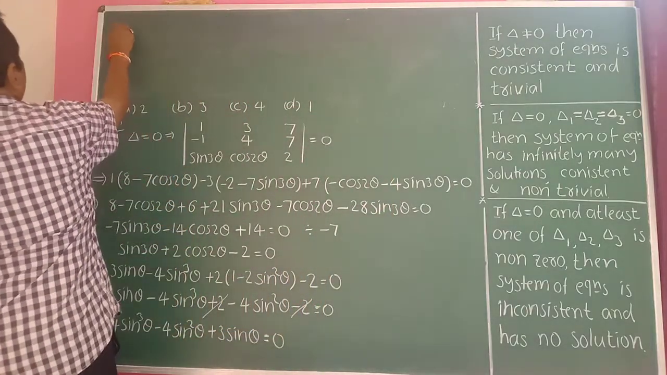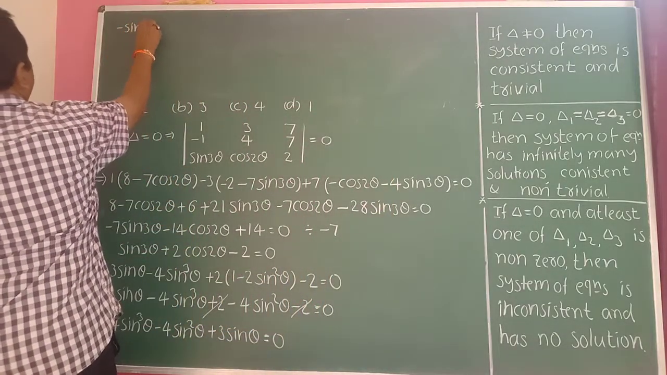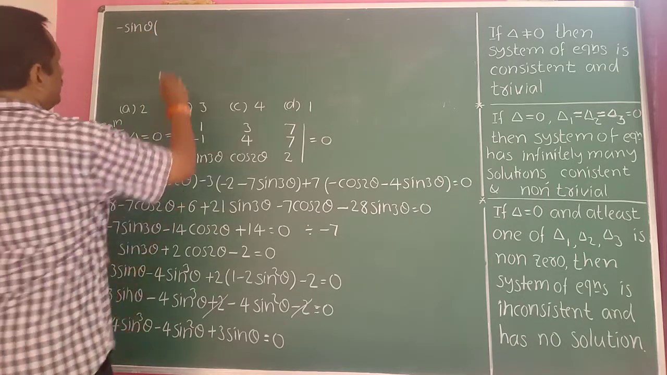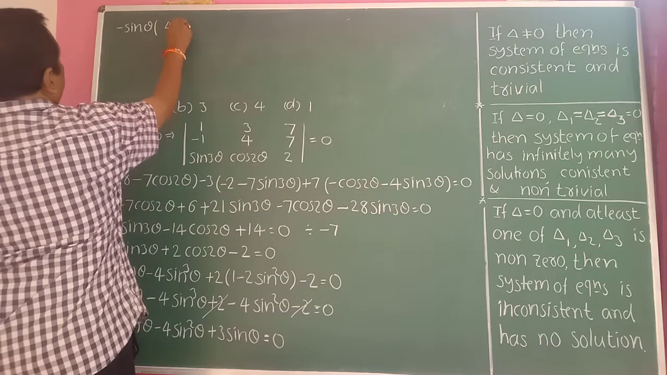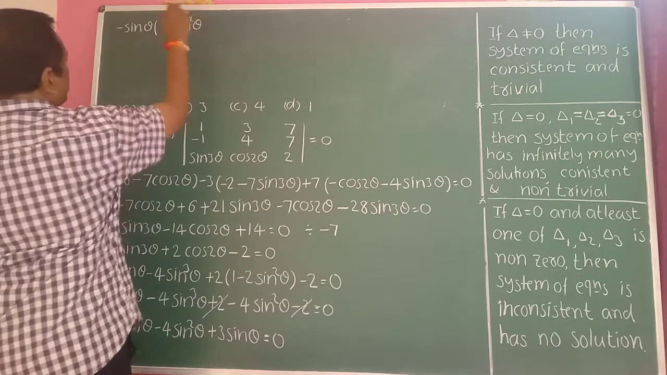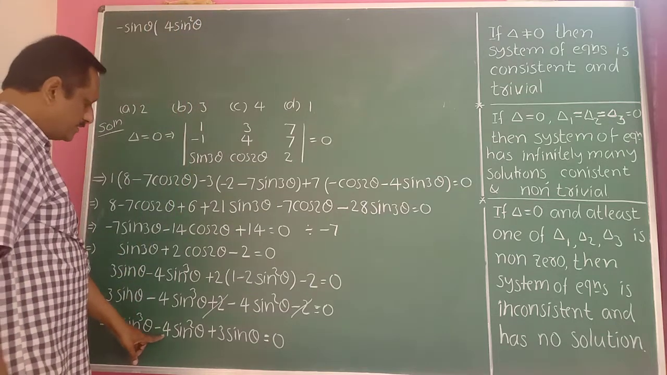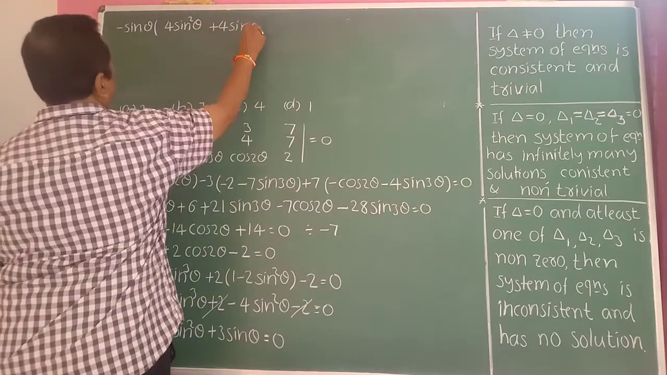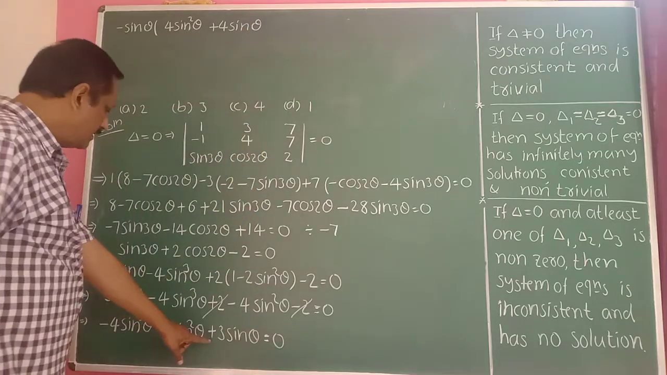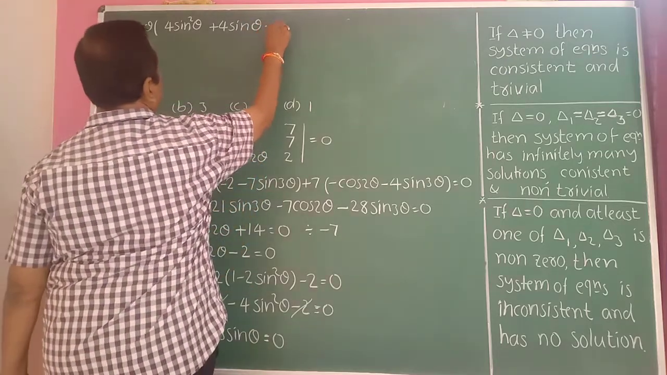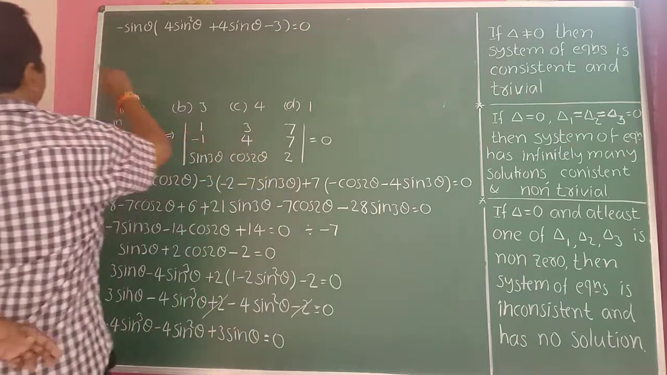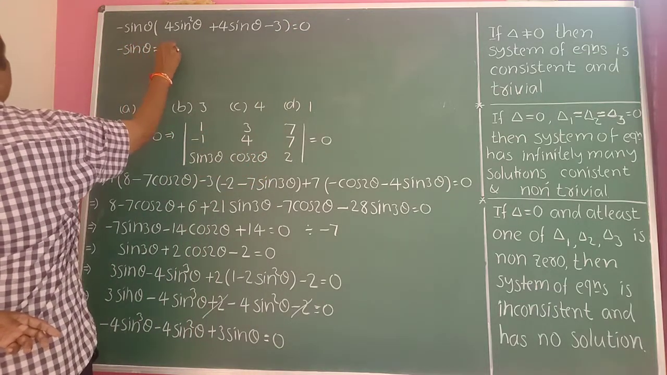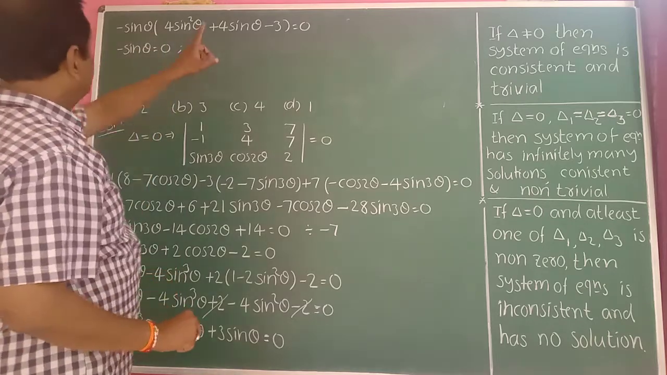Minus sin theta is a common factor. Hence, in the bracket, 4 sin square theta, plus 4 sin theta, then minus 3, is equal to 0. So minus sin theta is equal to 0, and here this is equal to 0.